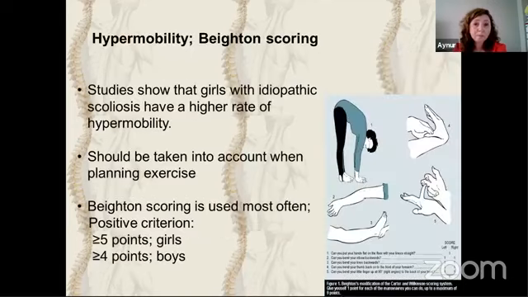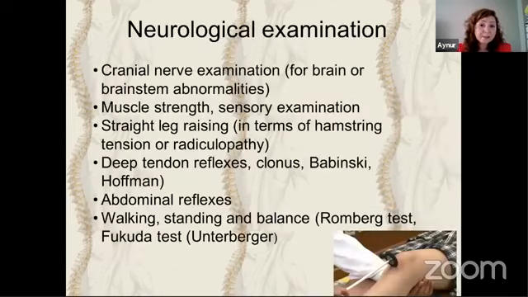We must look for hypermobility in scoliosis patients, with Beighton scoring, because studies show that girls with idiopathic scoliosis have a higher rate of hypermobility. This should be taken into account when planning exercise. Beighton scoring is used most often. Positive criterion is greater than 5 points in girls, greater than 4 points in boys. It is important also for bracing.